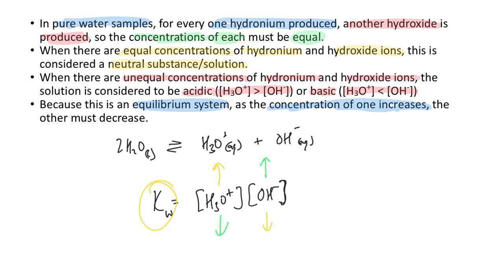The idea is that they are linked to each other as long as KW stays the same, and KW will stay the same for any conceptual idea here. So as one goes up, the other one goes down. So when there is an unequal concentration of hydronium and hydroxides, that's in terms of acids and bases. But in a pure water sample, these are going to be equal, and that's our new definition of neutral. Neutral is when there are equal concentrations of hydronium and hydroxides.